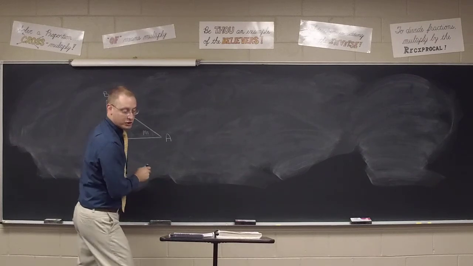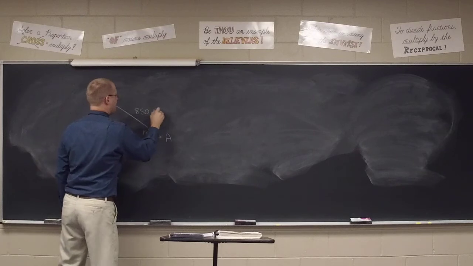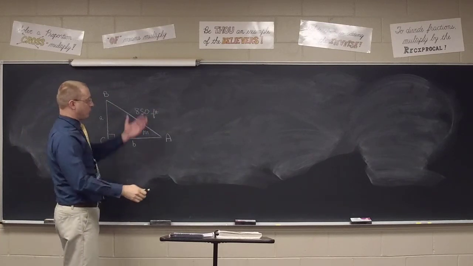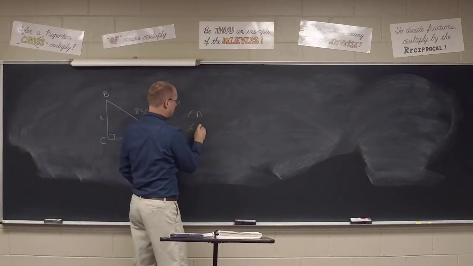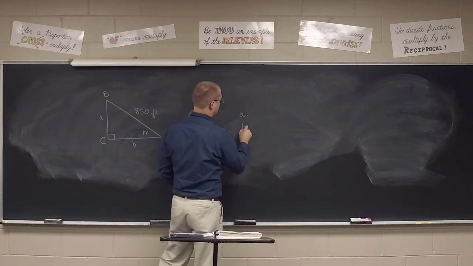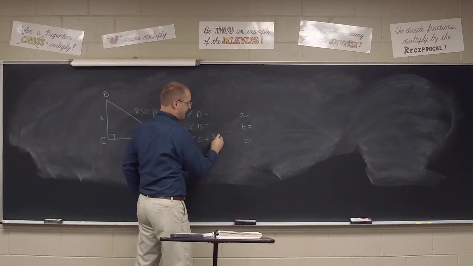And we're also given the hypotenuse is 850 feet. Of course, we know over here is side A. Of course, down here is side B. And we're ready to set up our chart. Angle A, angle B, angle C. Little a, little b, little c. Now, we know the right angle, of course, is 90 degrees.